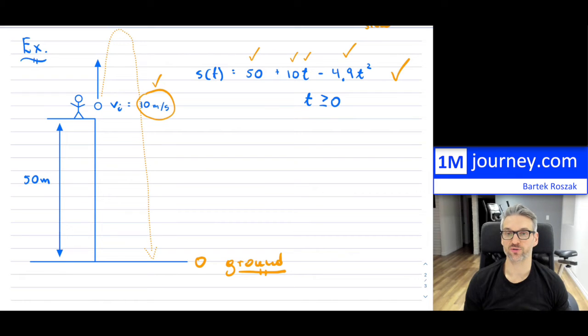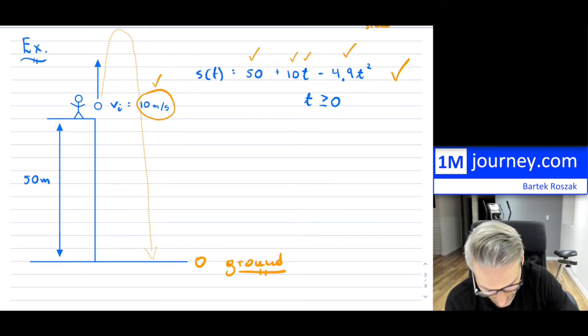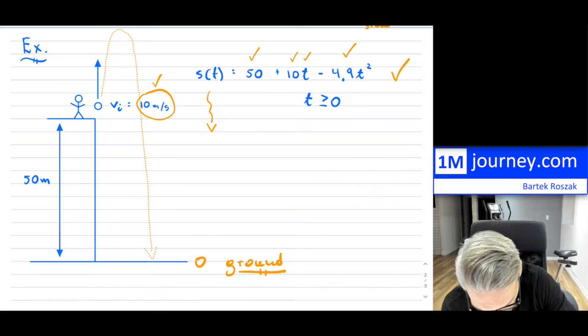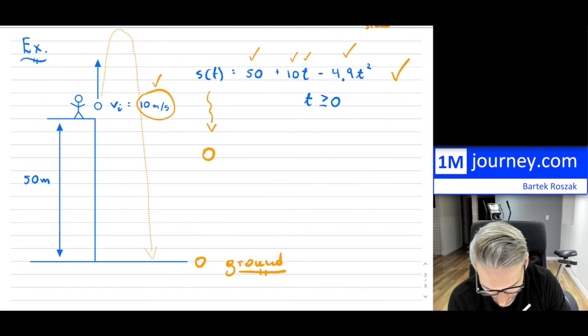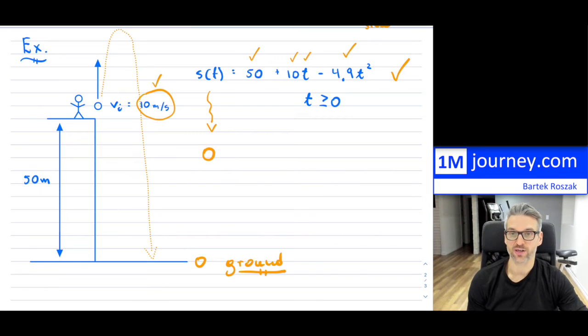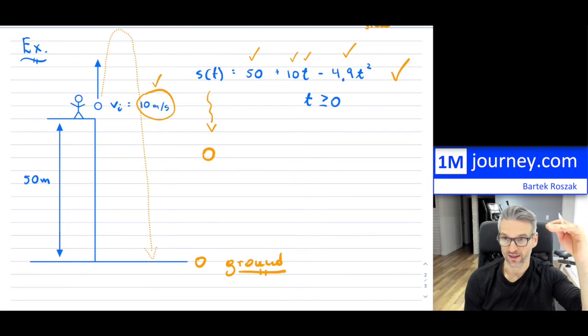So my first question to you is, how long does it take for the ball to actually hit the ground? If I asked you that, well, that particular question has nothing to do with velocity or acceleration. All it means is you have to understand what the reference point is. So ground is 0. So really what I'm asking is, what is t when the position is 0? At t equal to 0, it's at 50, because that's where I'm standing. So it's 50 meters above the actual reference point. So that's what we have.